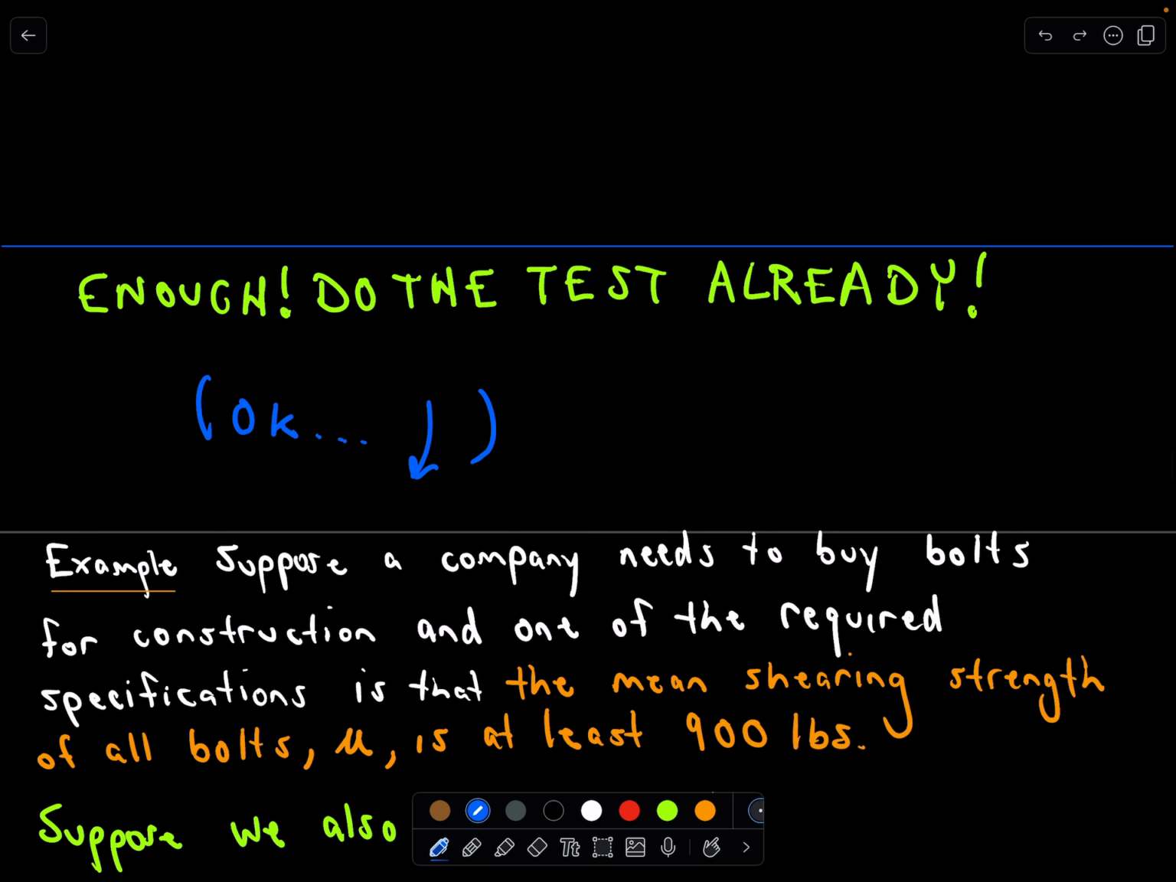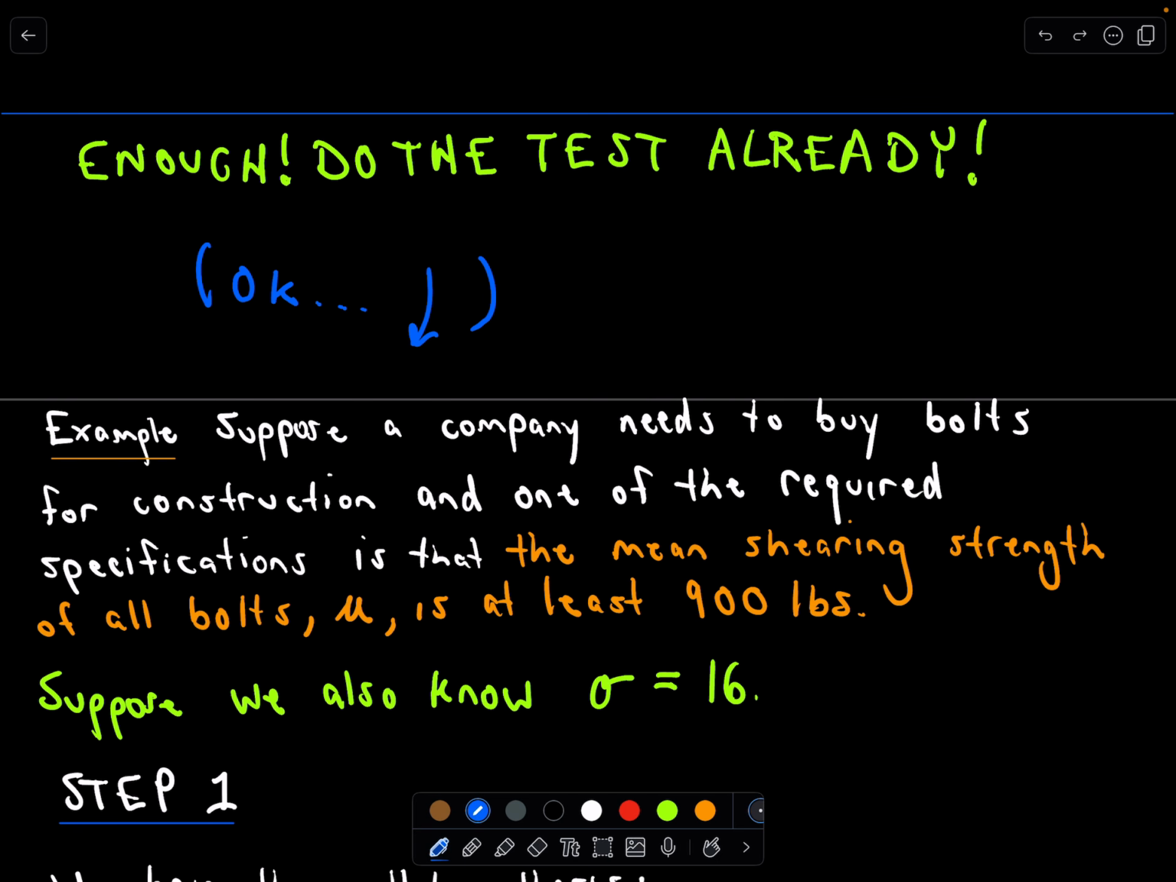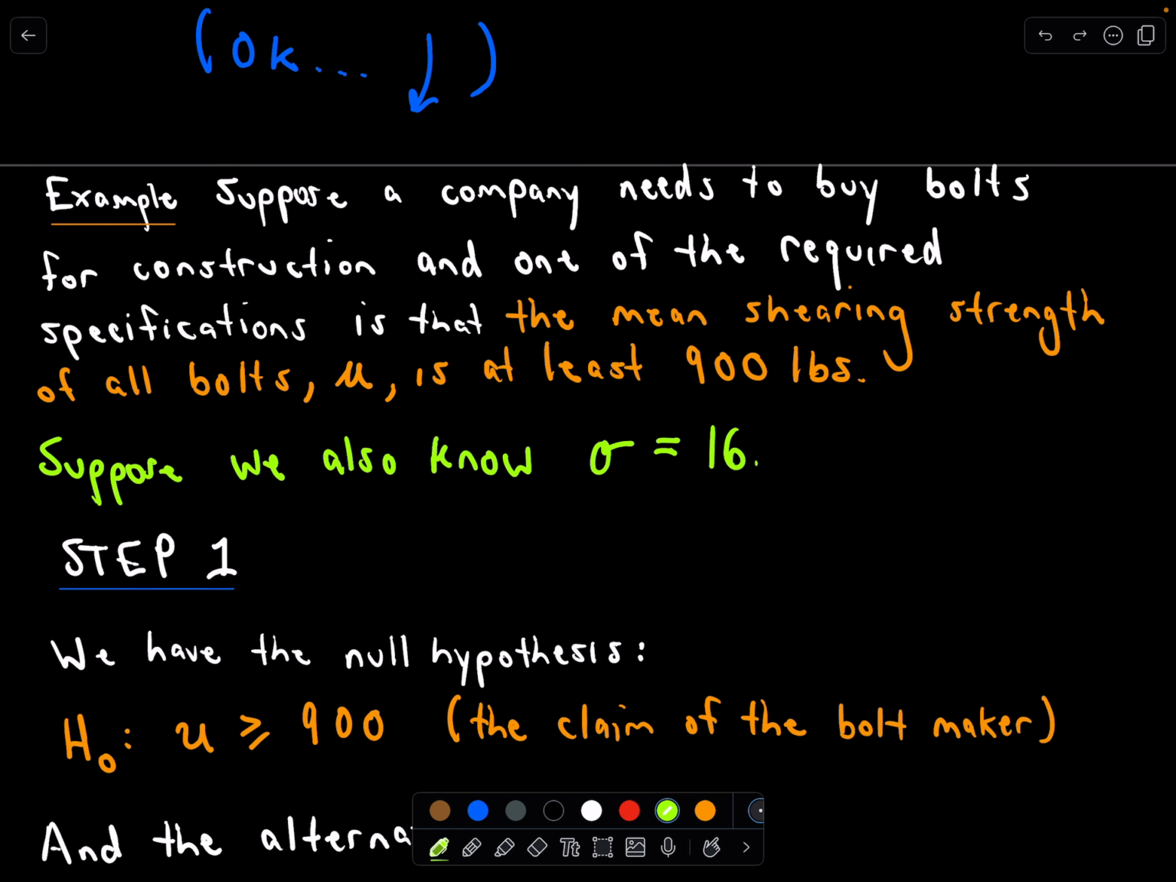Okay, drum roll, right? So let's get down to the nitty-gritty. I'm going to go through the steps. The procedure itself is honestly not that terrible, but there's a lot of things to think about. So let's go back to our bolt example. Let's use that one, and we will do it to quote-unquote completion.